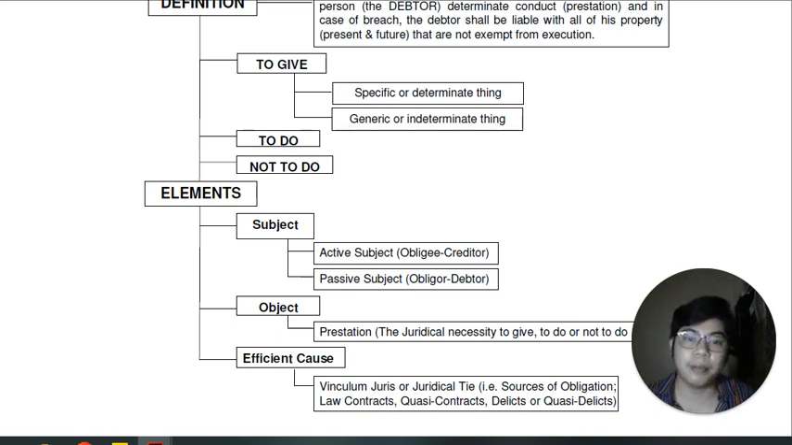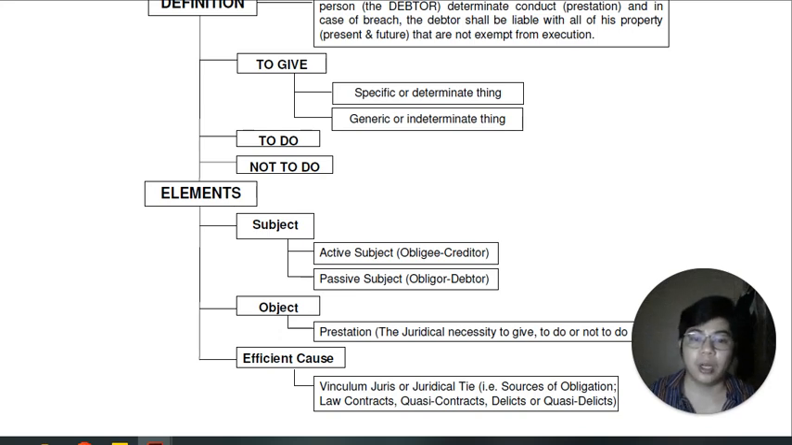A determinate thing is specifically designated, while the indeterminate thing is not specifically designated or segregated from all other class. But some of the authors in your book or in the other books introduce the concept of limited generic thing, where generic objects become also a specific object, where generic objects are classified according to a particular class. A determinate thing is introduced to us in Article 1460, which is outside the ambit of our subject.